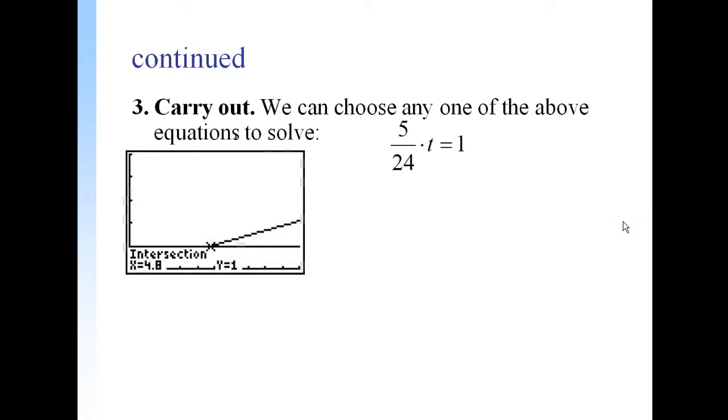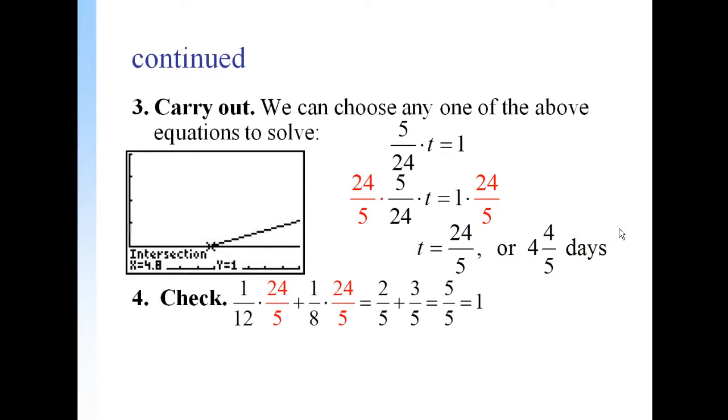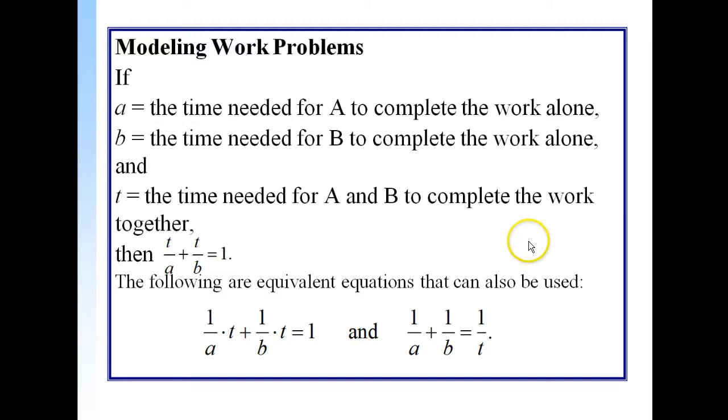And they're saying here's how it looks on a calculator. And there's what t is. T is 24 fifths, or 4 4/5 days. And it checks out. So this is the formula I was using. And if you multiply everything by t, it gets this formula. Okay? They're equivalent. I like this one.